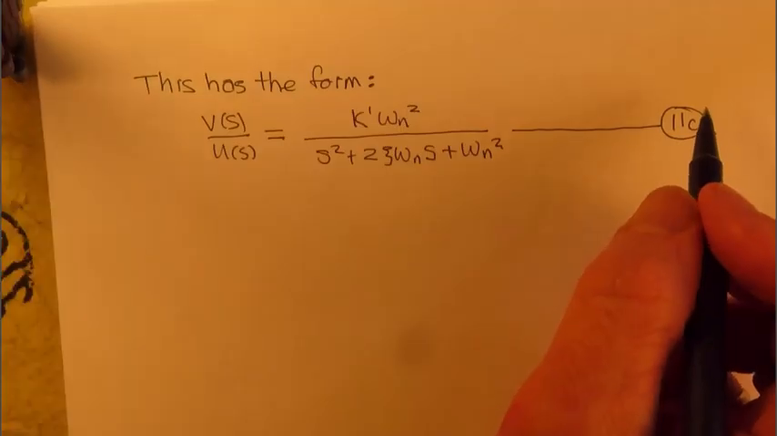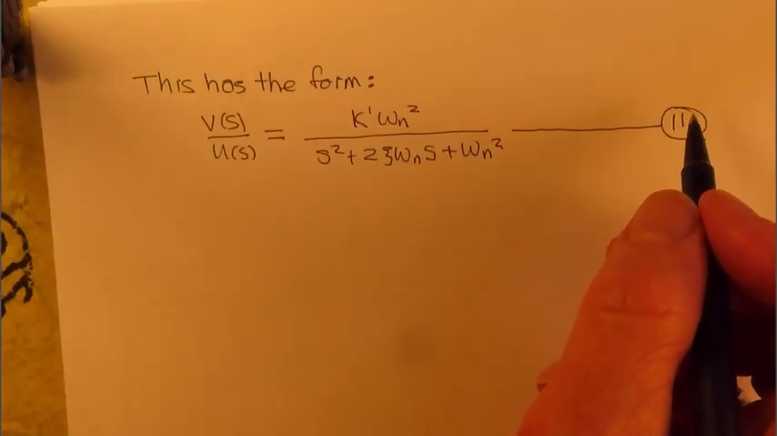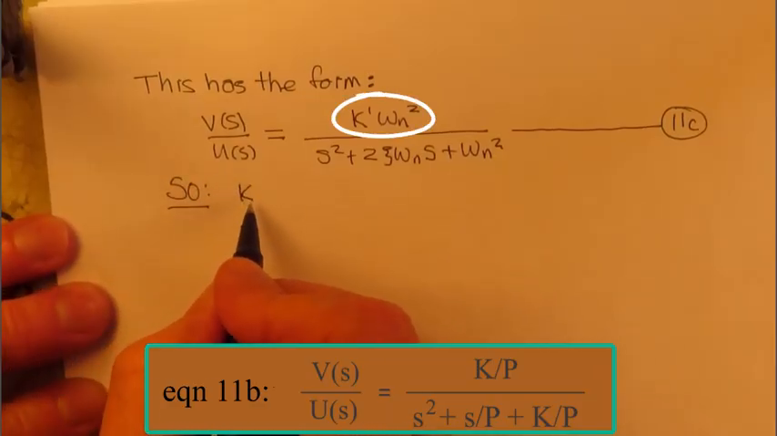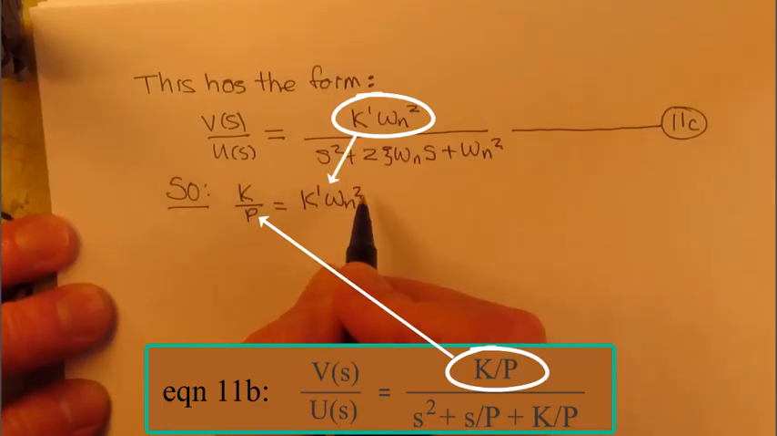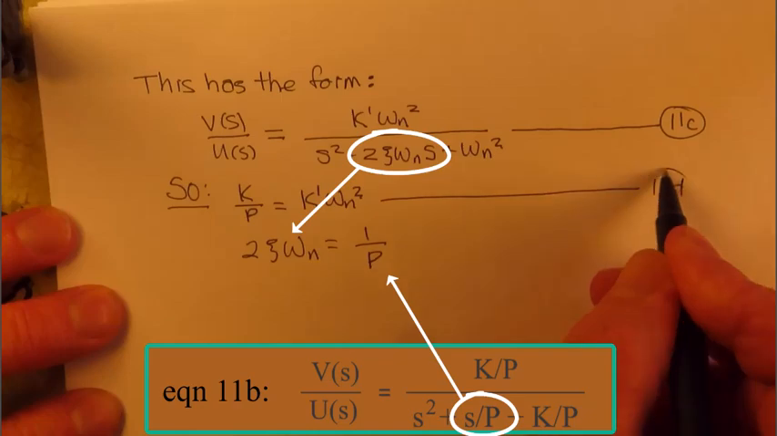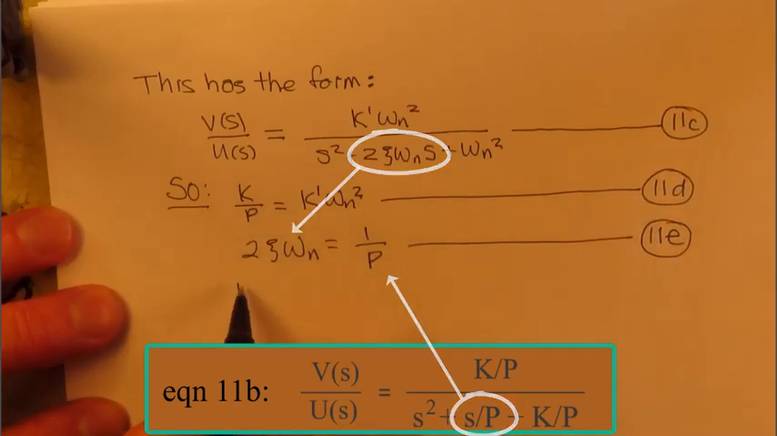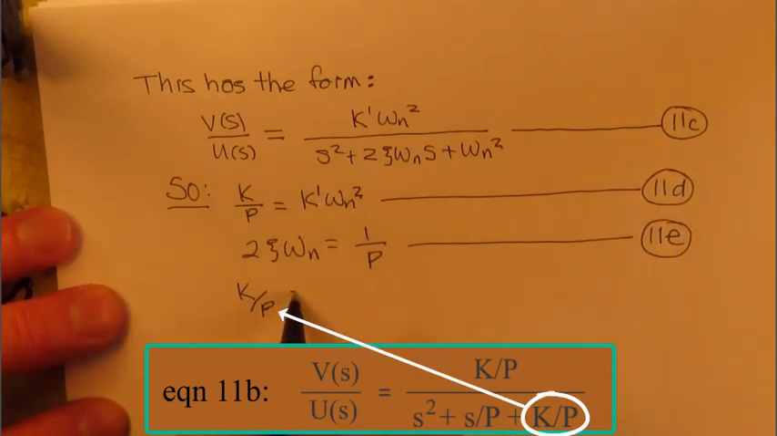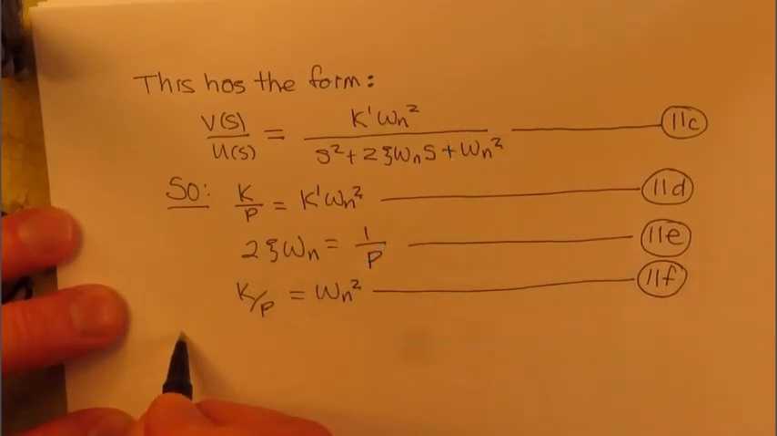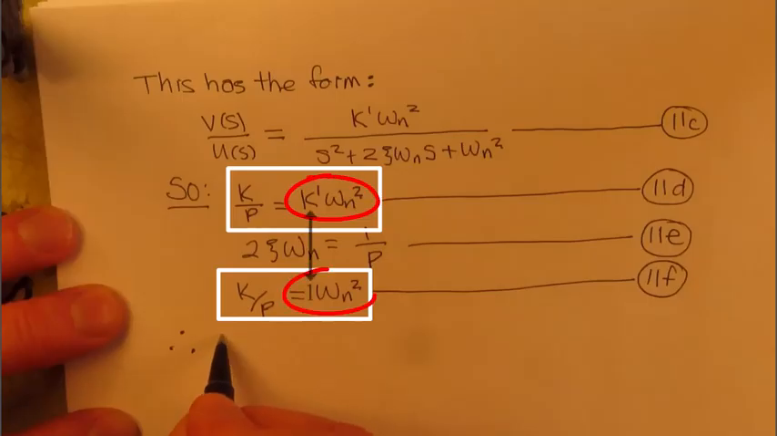So just by inspection, by comparing these two, equation 11c and 11b, by comparing the numerators, we get equation 11d, and from the coefficient of s in the denominator of both of them, we get equation 11e, and by comparing the constant term in both denominators, that gives us 11f. And right away, we can write k prime is equal to 1 from equation 11f.